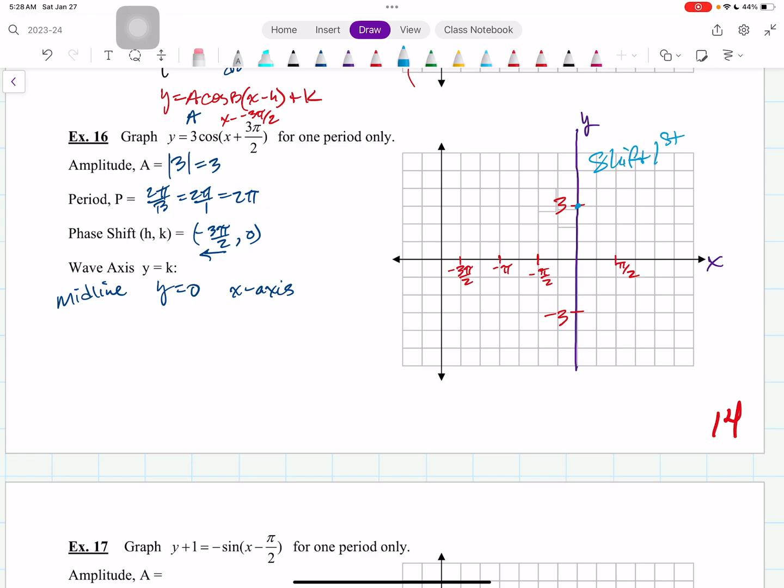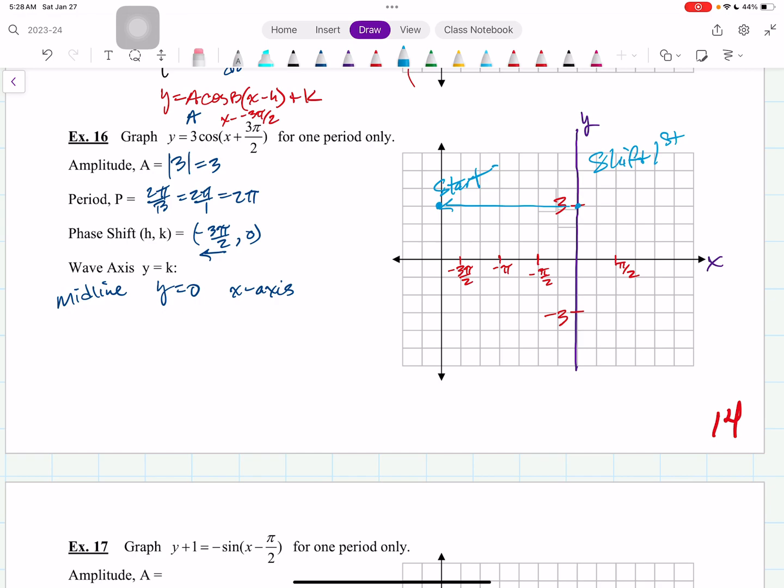Okay, so shift the start point. So we're going to go left 3.5, 3 halves pi units, and then start your graphing. So that means you just got to go shift. Okay, so now I'm going to start here. There we go. All right, and then our period is 2 pi.